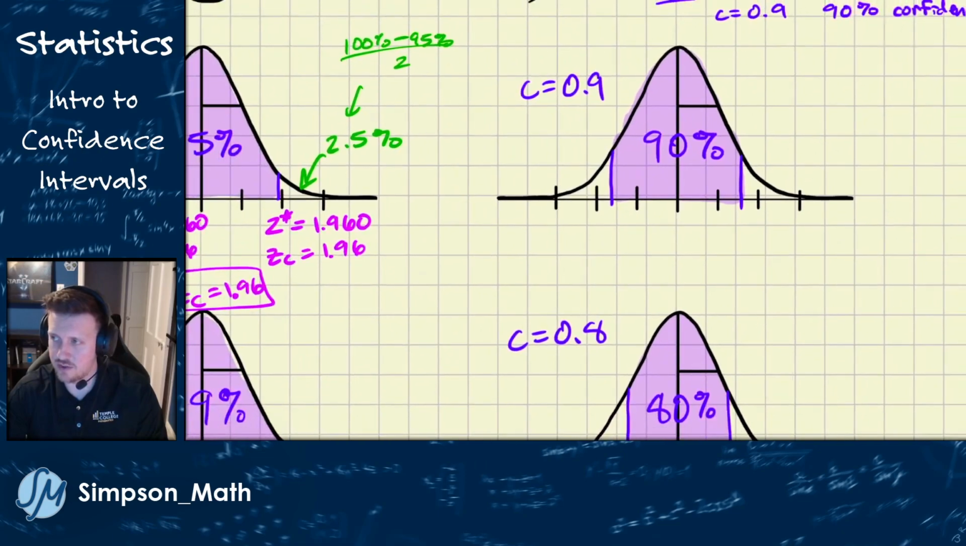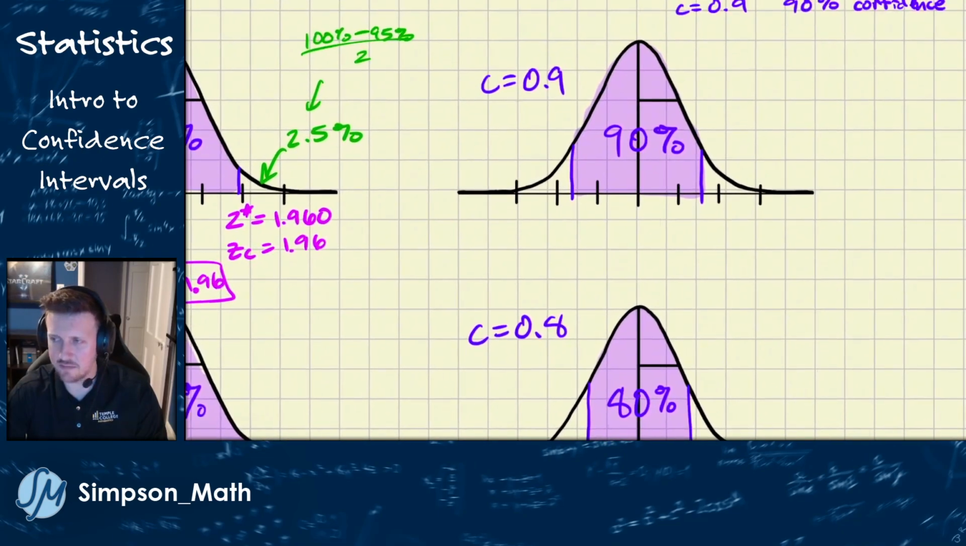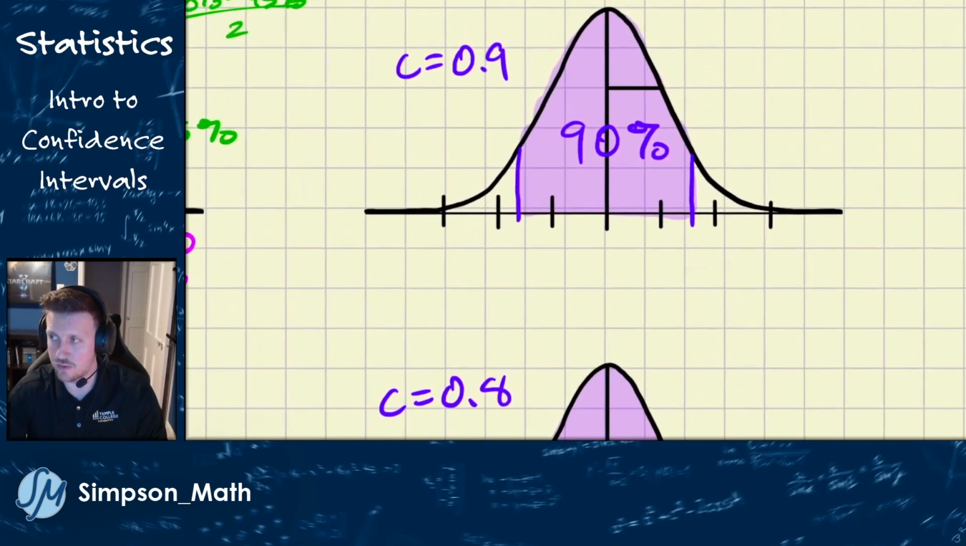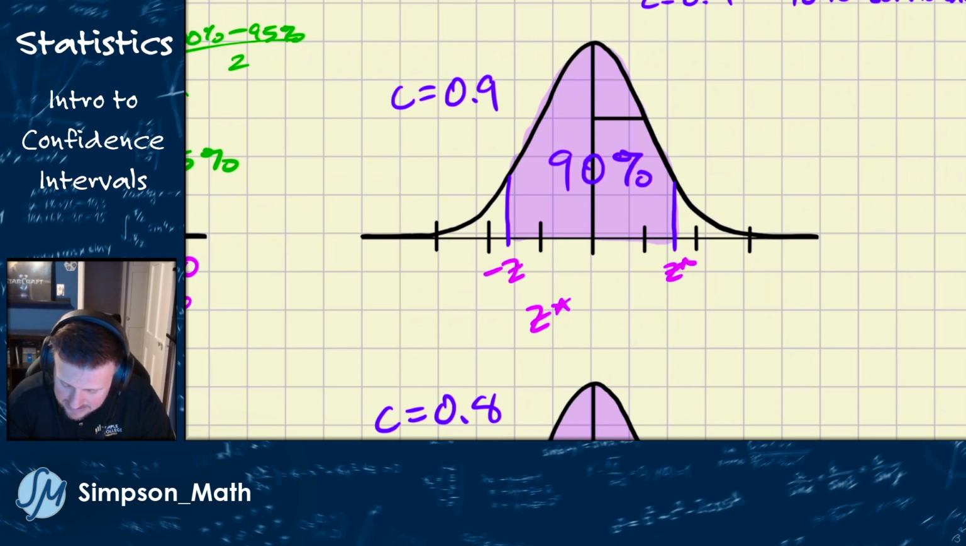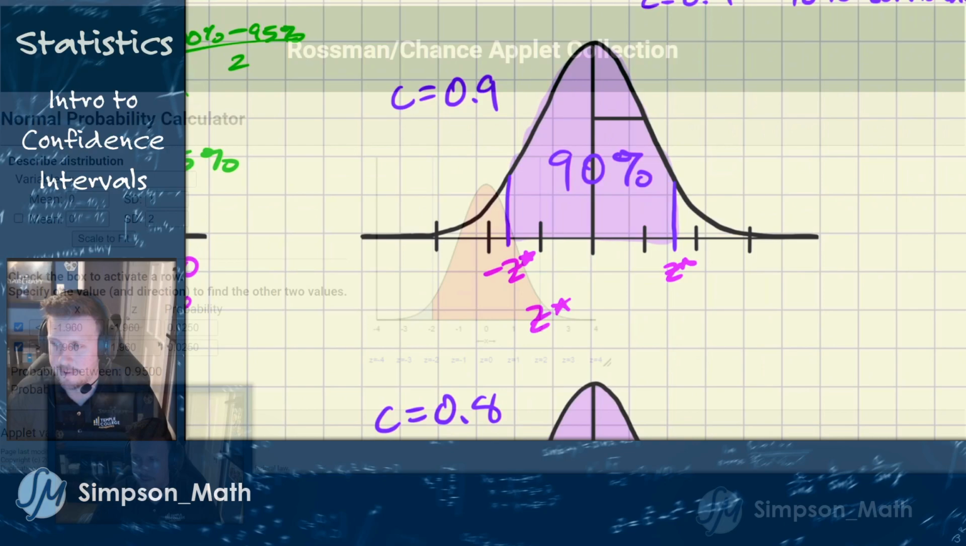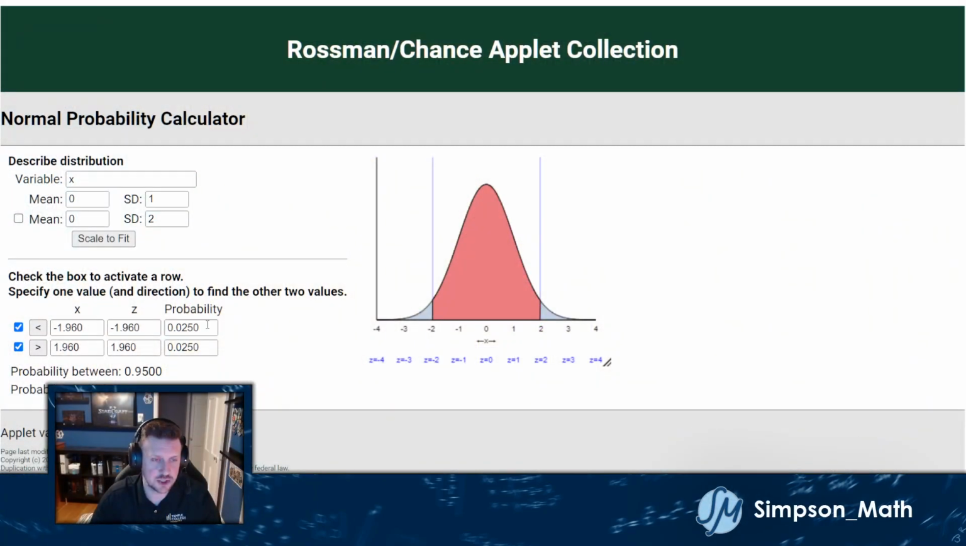All right, so I'm going to do 90, 99, and 80. If you want to pause the video and try it on your own, cool, but I'm just going to go ahead and truck ahead. I need to find what my Z star is, so that if I have a Z star or ZC and a negative Z star or negative ZC, that will give me that middle 90%. Oops, let me go back to my picture.